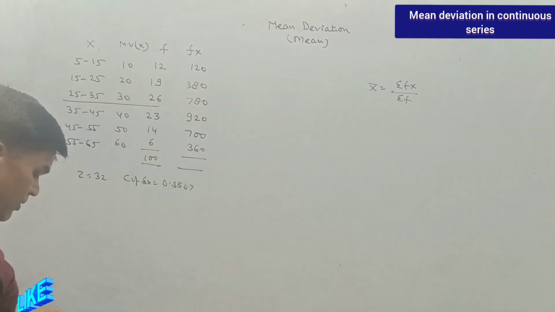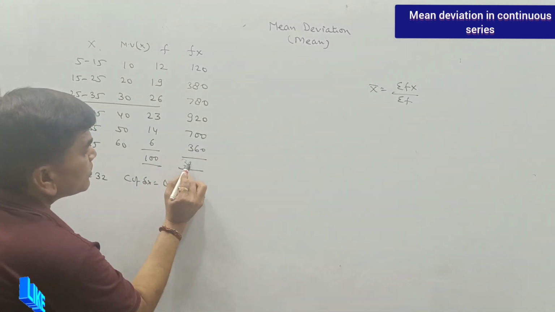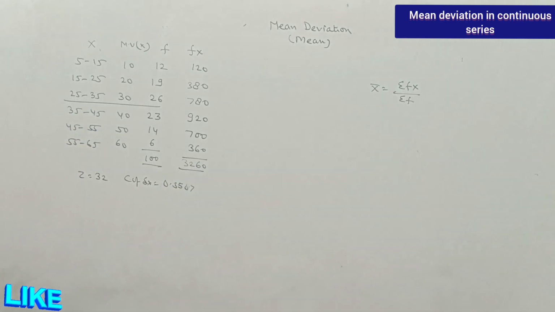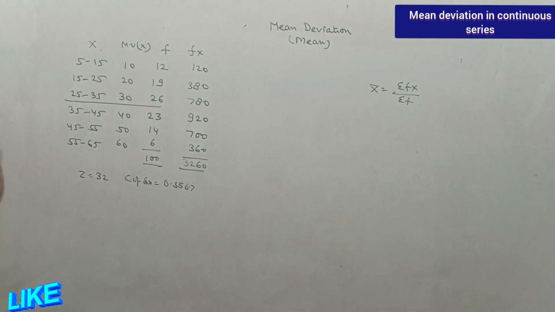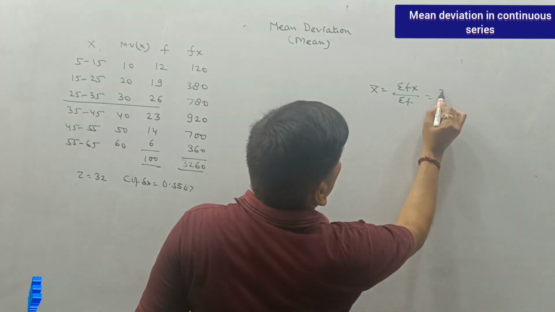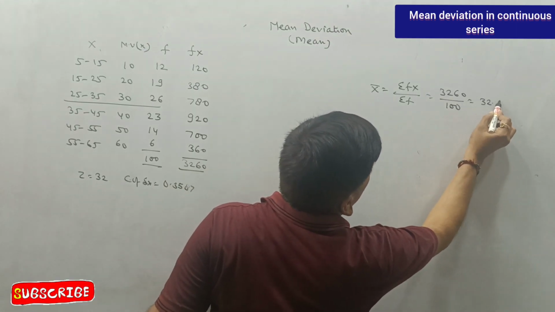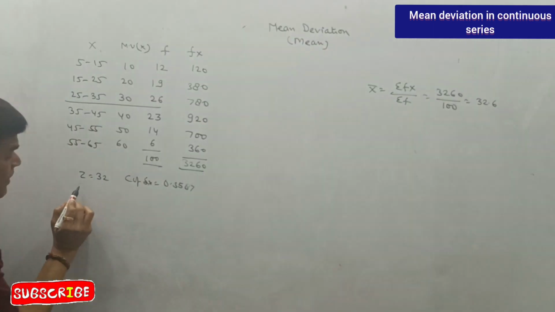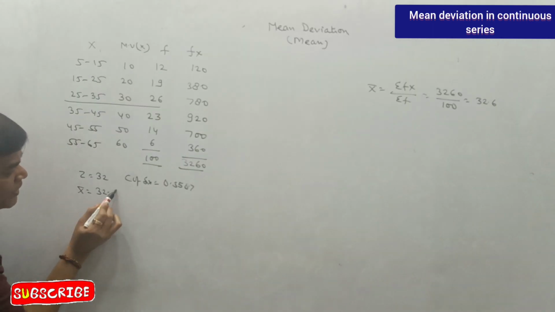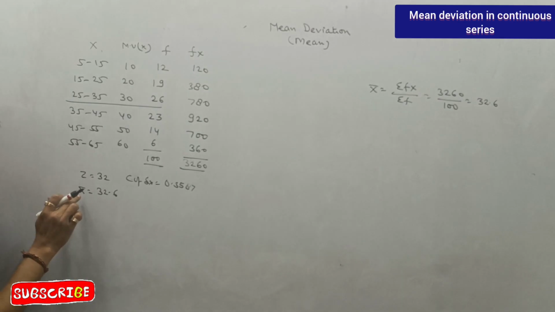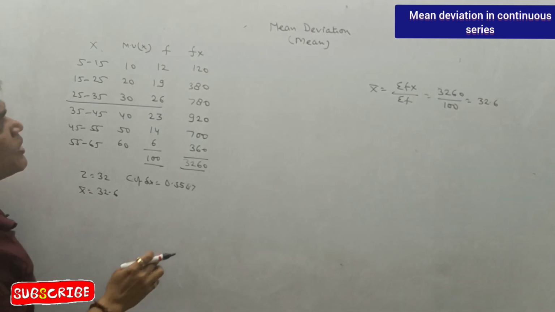And the sum of these items is 3260. So the value of x bar is equal to 3260 divided by 100, that is 32.6. The value of z is equal to 30, but the value of x bar is equal to 32.6.